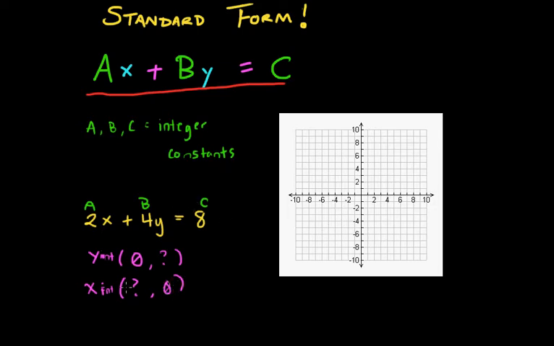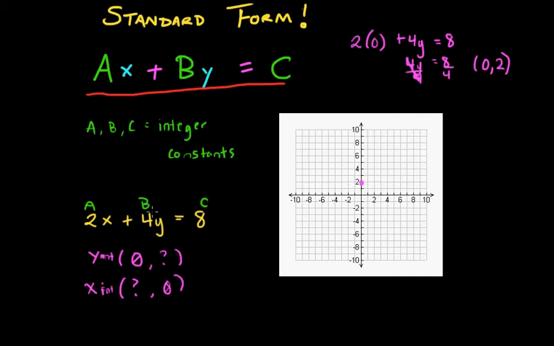So that means that if I want to find the y-intercept, all I need to do is replace x with 0. So let's do that. So 2 times 0 plus 4y equals 8. Well, 2 times 0 is just 0, so I've got 4y equals 8. Divide both sides by 4. 8 divided by 4 is 2. So the y-intercept is 2. I plugged in 0, and I got 2. The y-intercept is at (0, 2). So let's plot that point.